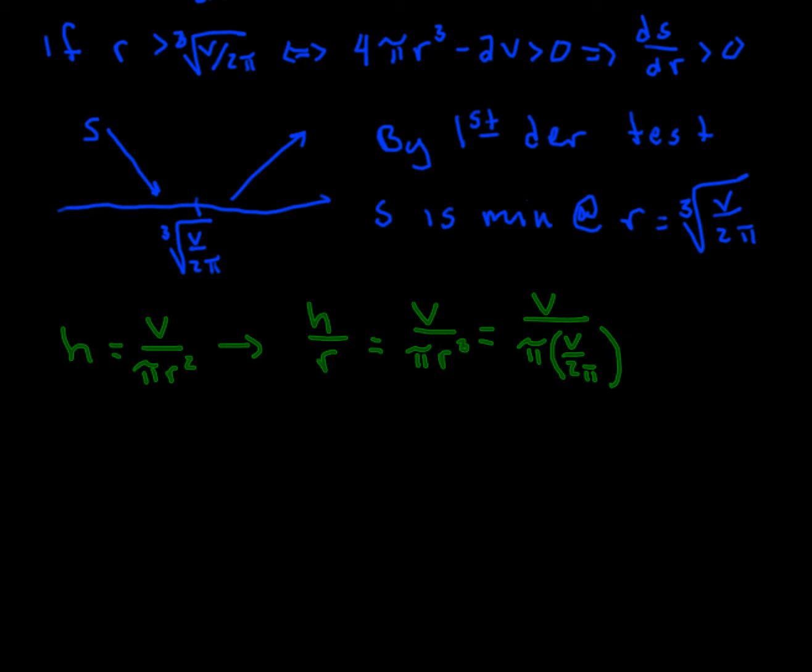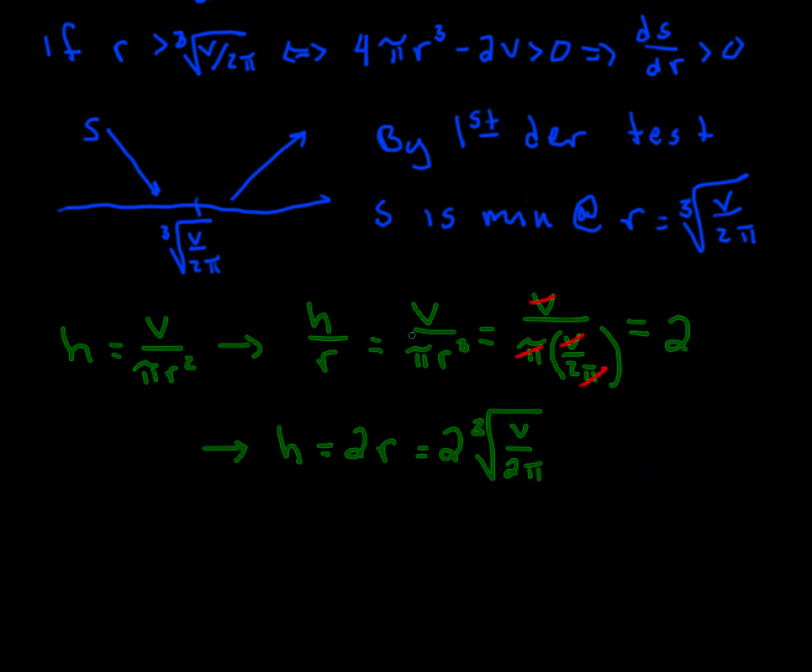And lo and behold, all sorts of stuff start canceling. So the pi cancels, the v cancels, and this 2 is in the denominator. So this is just equal to 2. Oh, what does that tell me? h divided by r is 2, or in other words, h is twice the radius. Now, we know the value for radius, so if we had a fixed volume, this would be 2 times the cube root of v over 2 pi.